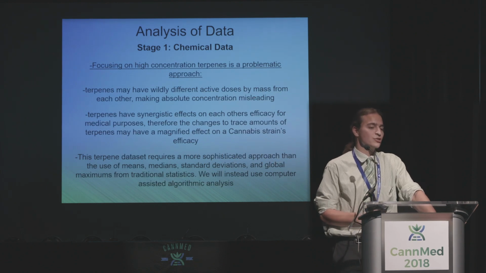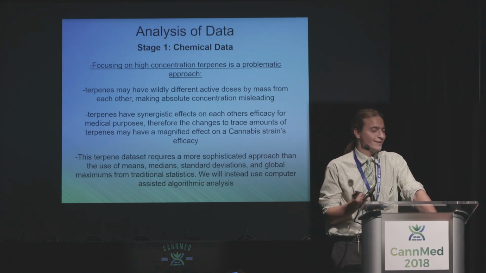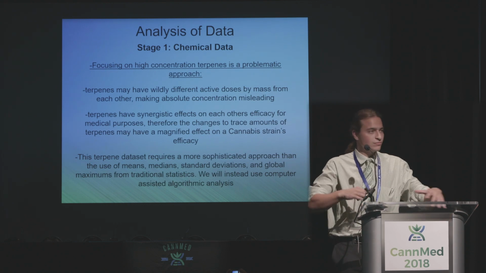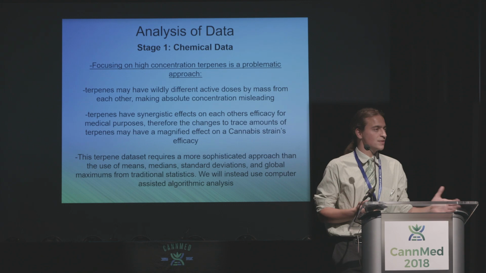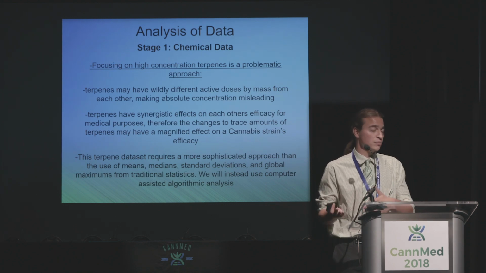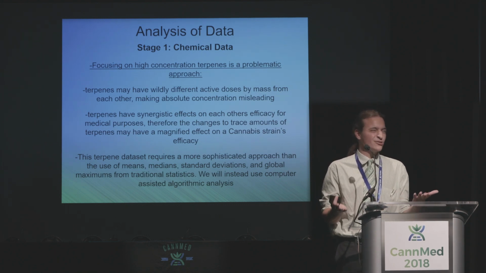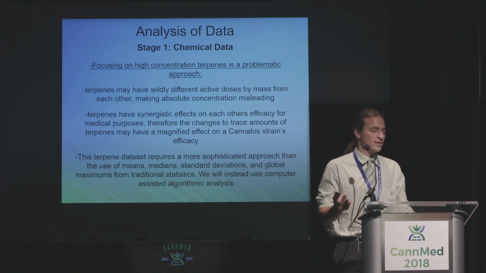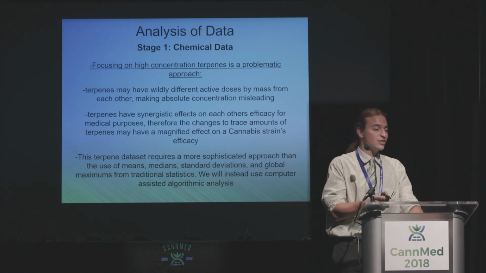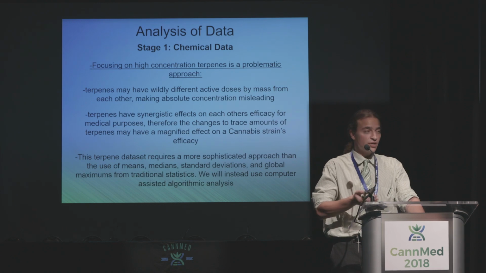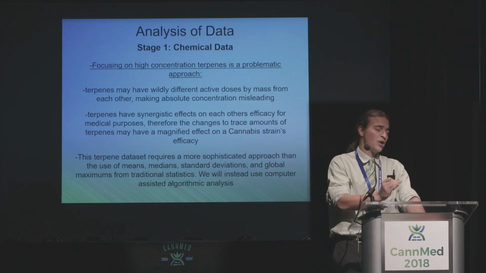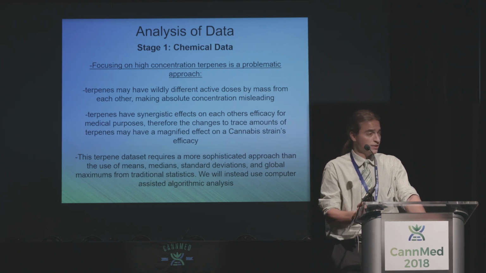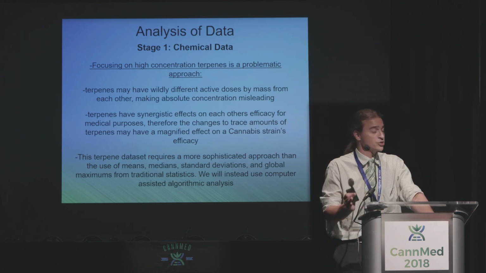Focusing on high concentration terpenes is a problematic approach. Terpenes are not known to have the same medical effect on the human body. Just because a milligram of linalool does something doesn't mean that the active dose for another terpene couldn't be much higher or much lower. So looking at the absolute concentration doesn't really give us a good idea of why things are medically efficacious. Additionally, there have been a lot of reports that terpenes have very complex metabolic pathways and very complex medical effects on the body, and that small concentrations of other terpenes can affect the way our body is processing the higher concentration terpenes, what some people call the entourage effect or synergistic effects.